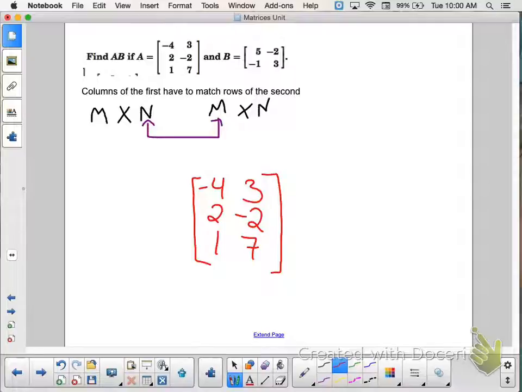Now we're going to take our second matrix, which is B. So A times B, A is first, B is second. And we're going to put B on top.